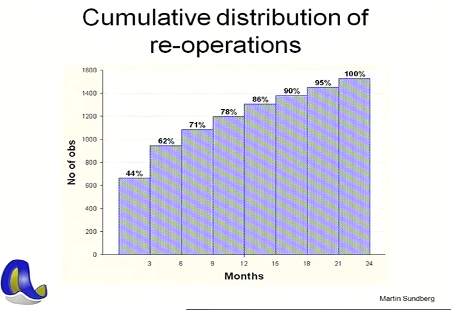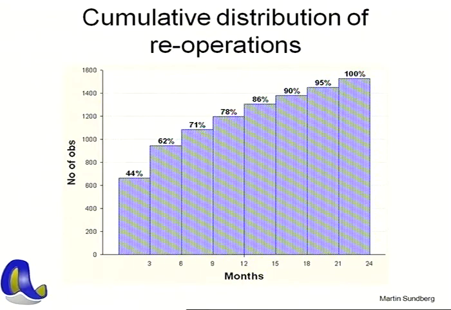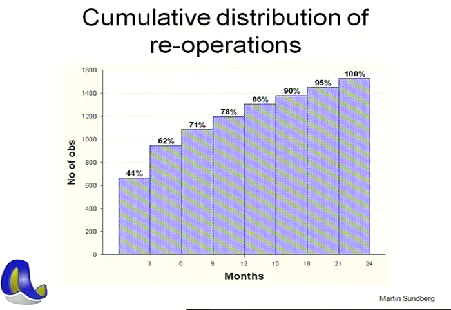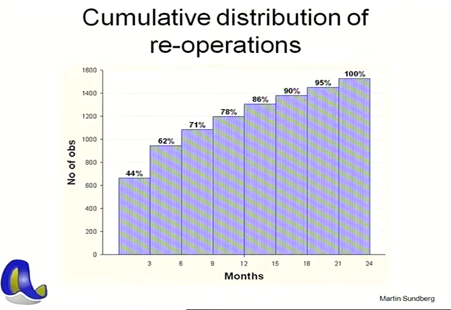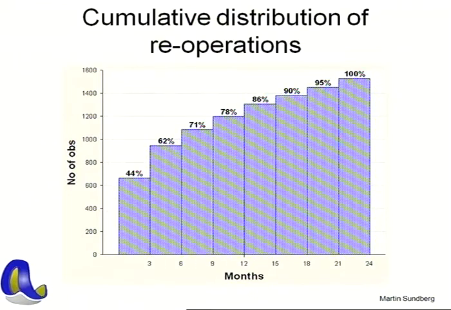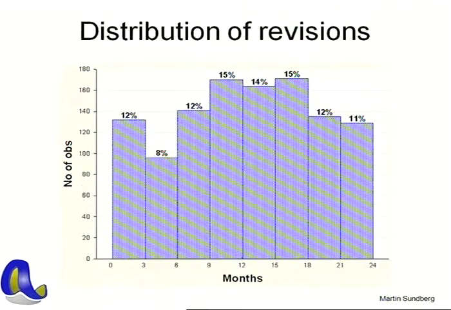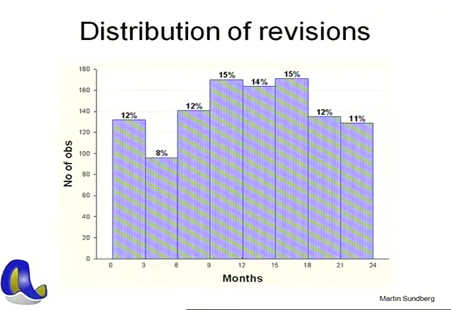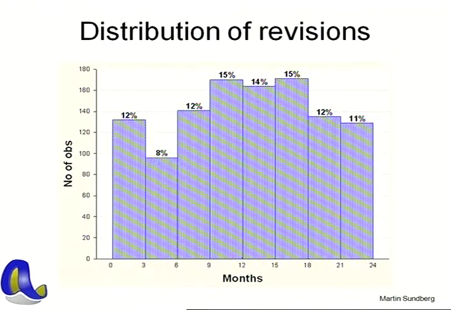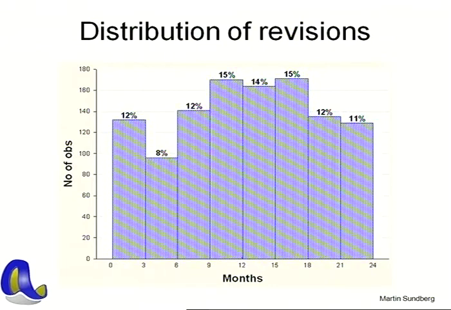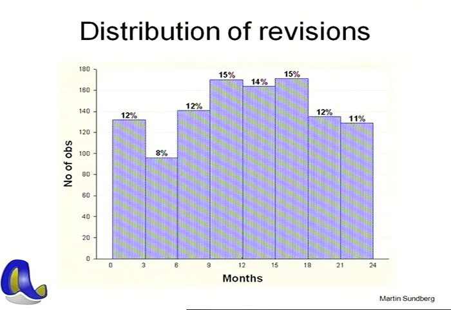In this slide, you can see that almost 2/3 of the reoperations are done within the first 6 months, and reoperations are less common with time. But revisions do not show the same pattern as reoperations. Revisions are as common or rare throughout the whole 2-year period after the primary arthroplasty.